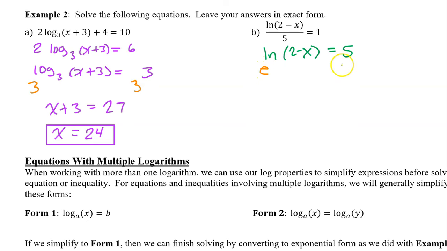So let's exponentiate both sides of the equation by dropping a base e on both sides. On the left side, the e and the natural log will cancel each other out, leaving behind 2 minus x. So now we have 2 minus x is equal to e to the 5th power. Subtracting e to the 5th power from both sides and simultaneously adding x to both sides, we will get 2 minus e to the 5th power is equal to x. And we've solved it.